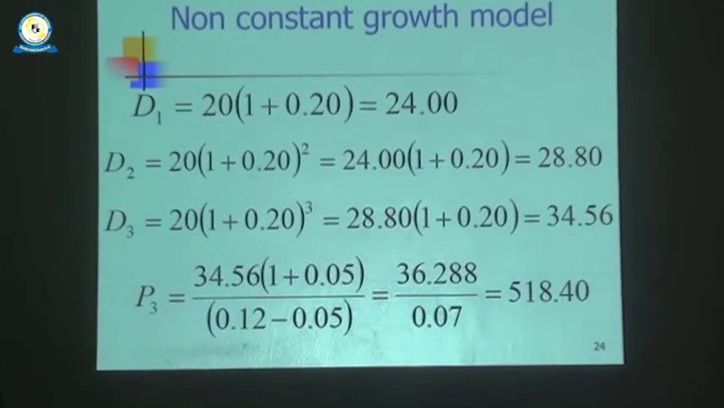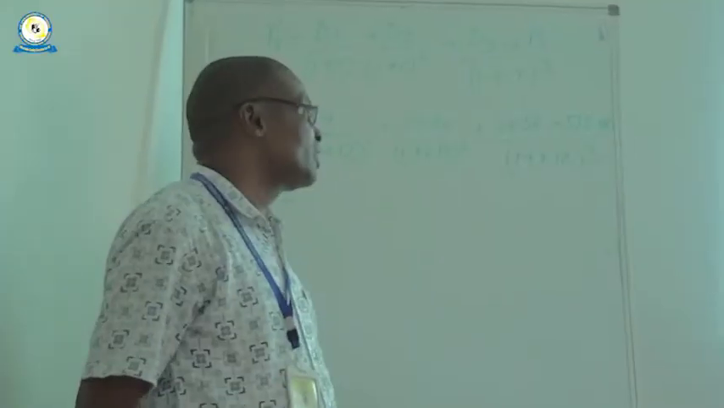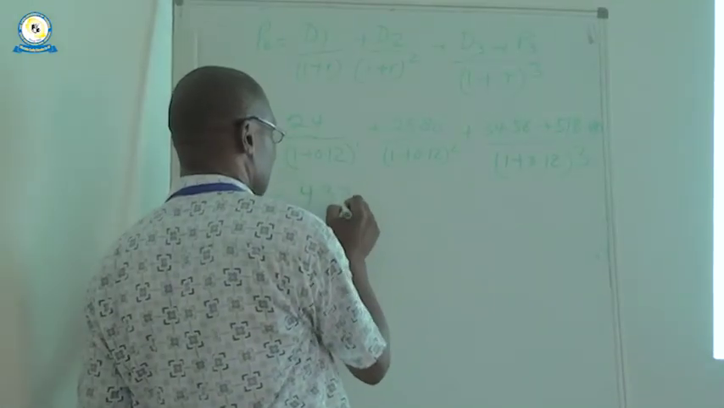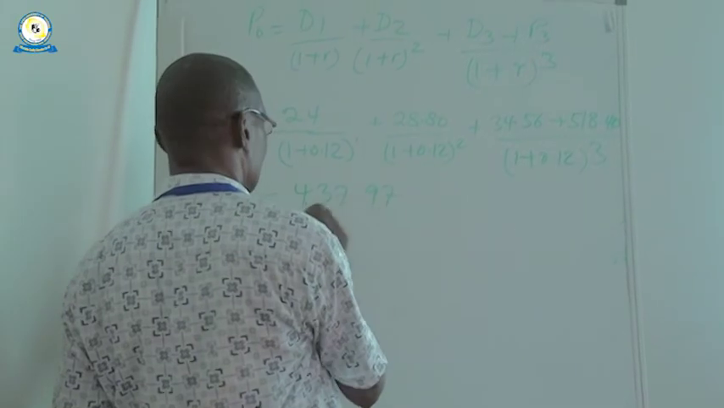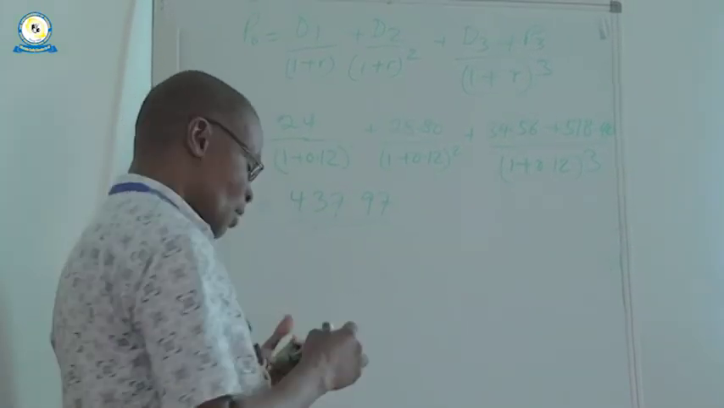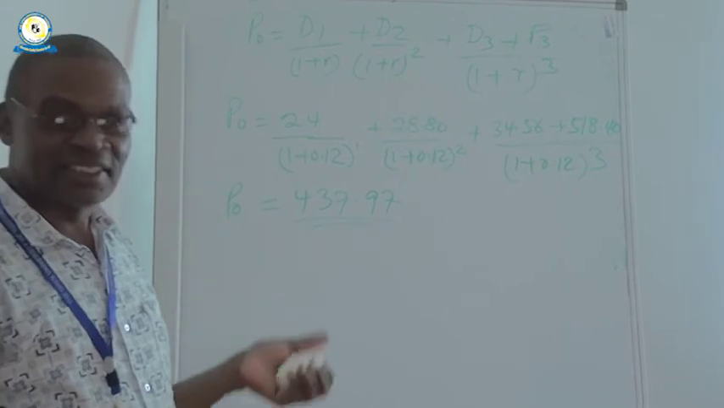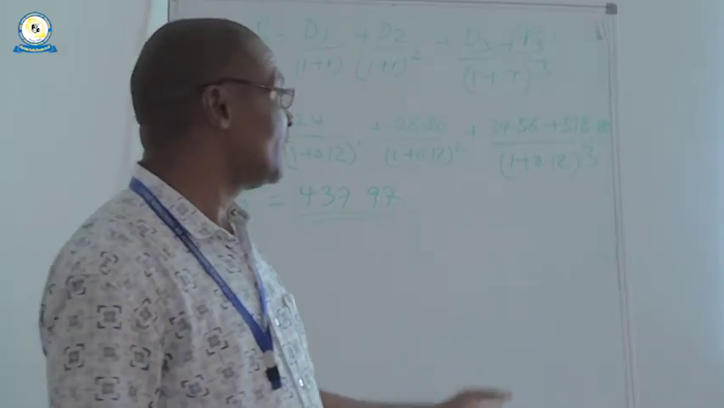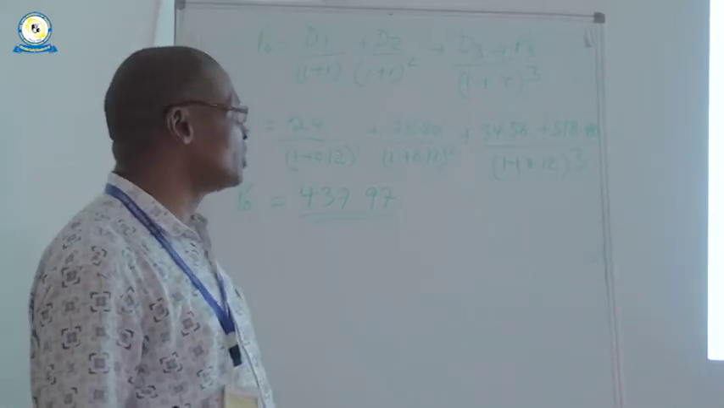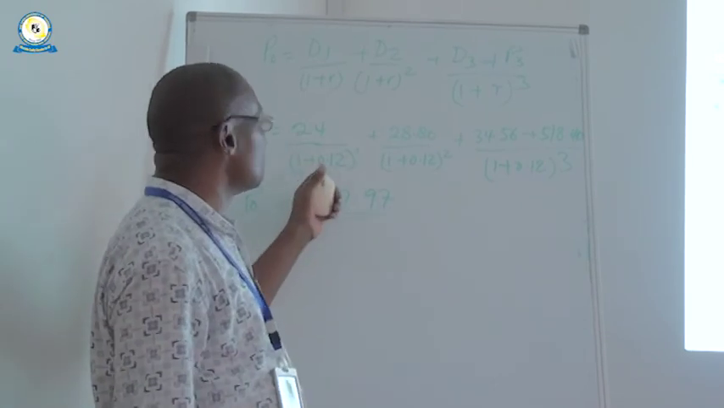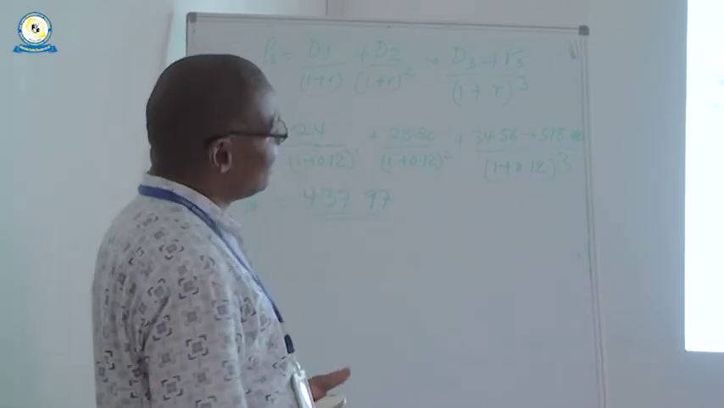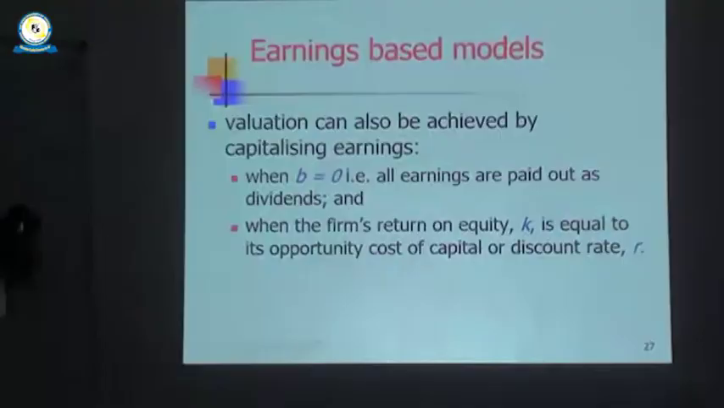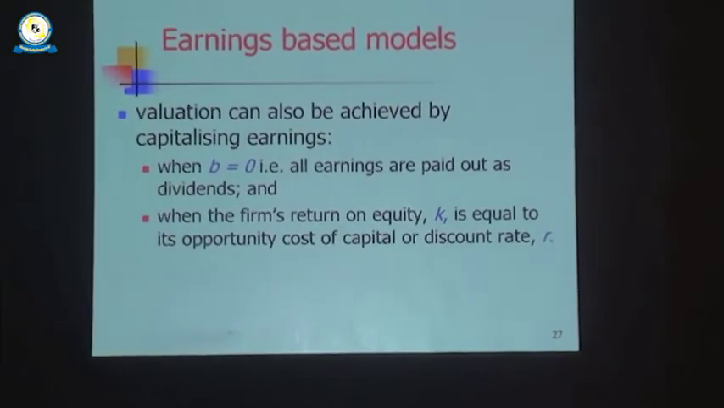If we calculate this, we will end up with 437.97. This is our price by using the non-constant growth model. So that is how we calculate the share using the dividend-based model. Another way of calculating the share value is by using the income, earnings-based approach.